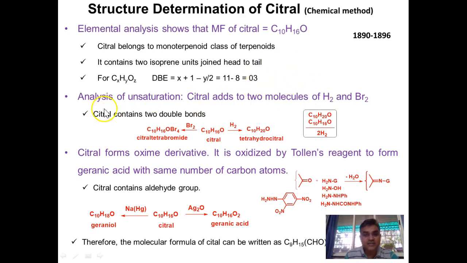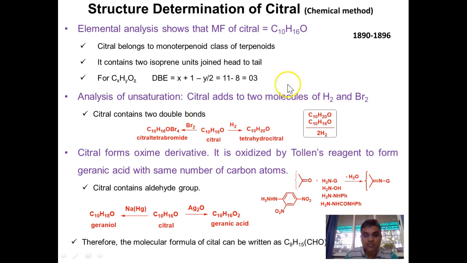So towards this, the second experiment is to find out the nature of these unsaturations. When citral is subjected to hydrogenation, tetrahydrocitral, that is the C10H20O molecule, is formed. Then on bromination, citral tetrabromide is formed. Now if you do some chemical arithmetic, that is, the molecular formula of the hydrogenation product minus the molecular formula of citral, we see that two molecules of hydrogen are consumed by citral. Since two molecules of hydrogen are consumed, it means that the citral molecule contains two double bonds.